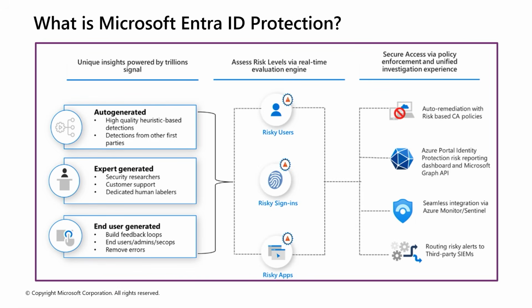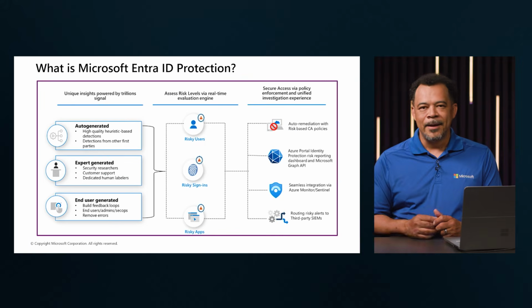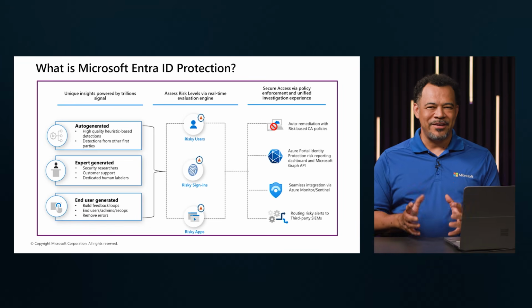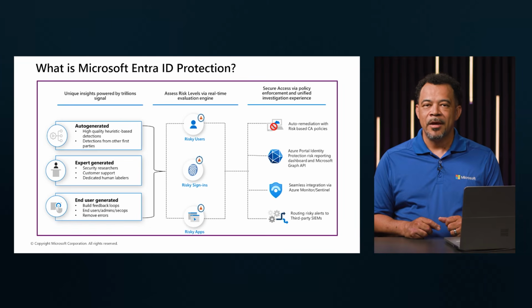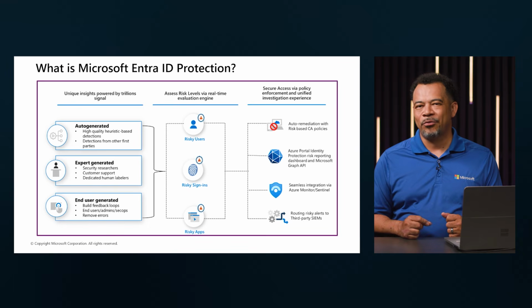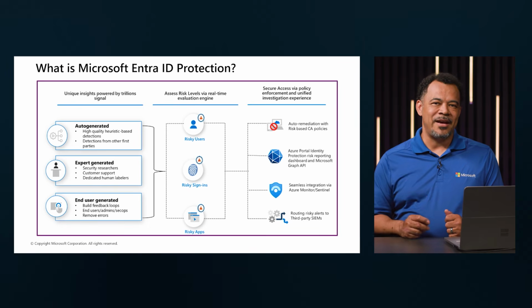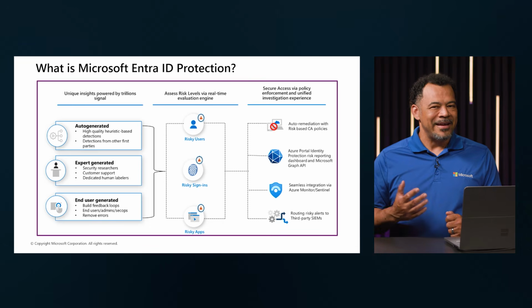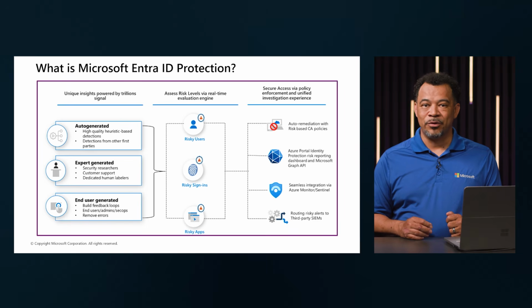Microsoft Entra Identity Protection is a cloud-based security solution that helps organizations detect, investigate, and respond to identity-based risks in real time. It's a part of the Microsoft Entra suite and focuses on protecting user identities in Entra ID. Here's a breakdown of its key features. We have risk detections, where it uses machine learning and Microsoft Threat Intelligence to detect risky sign-ins and user behaviors, such as logins from unfamiliar locations, impossible travel, or even leaked credentials.